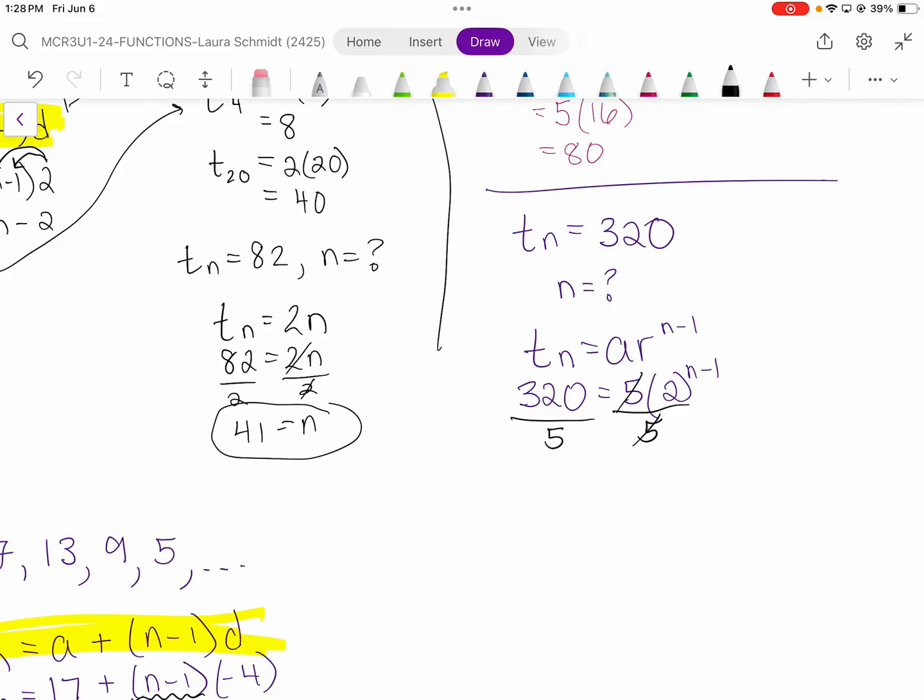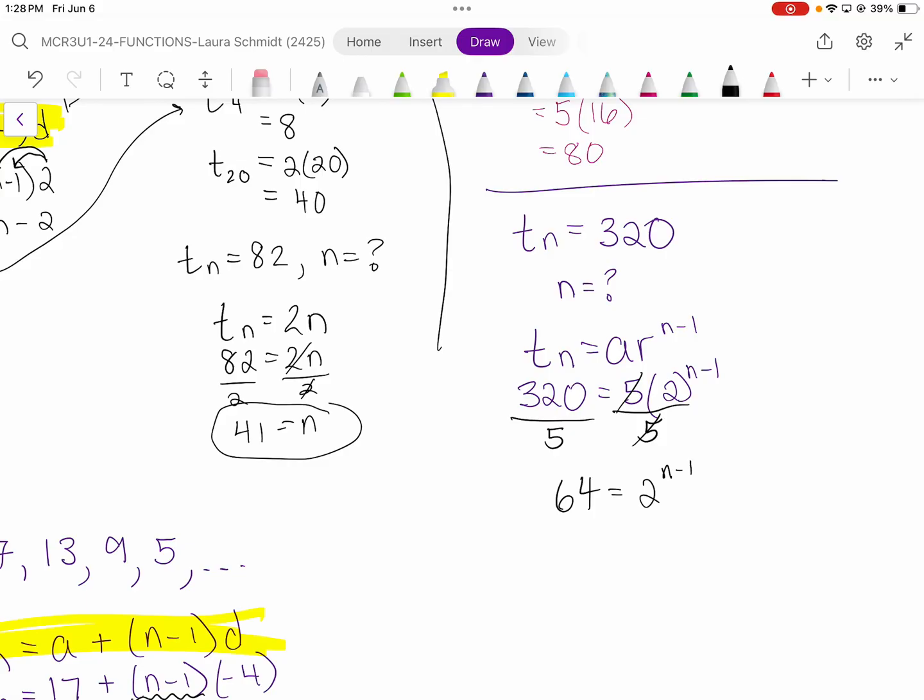What's 320 divided by 5? 64. How'd you get that so fast? It's just 300 is 60, and then you add 4. Guys, did you hear Elijah? Okay, good call. 64 equals 2 to the n minus 1. And then, like Fatima said, we could just guess.